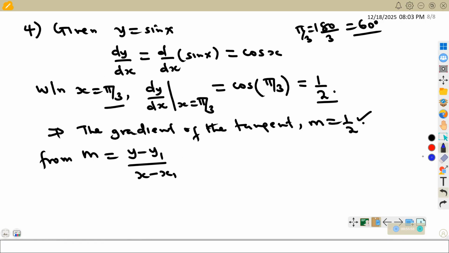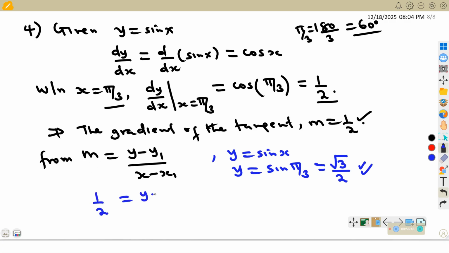So remember, our y is sine of x. So it means y when x is pi by 3 will be sine of pi by 3, which gives us sine of 60 degrees. So that will be root 3 over 2. Are we getting that? Sine of 60 degrees, yes. We get that.